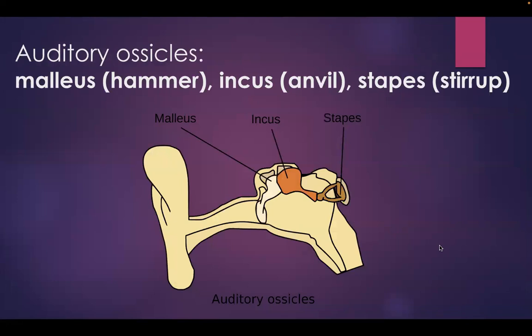And then on each side, so 6 total, but 3 on each side, we have your auditory ossicles. So think, when we go to hear a performance, you go to an auditorium. So we're talking sound. These are your ear bones: the malleus, which is also known as the hammer because it's hammer shaped, the incus or the anvil, and the stapes, which is stirrup shaped.